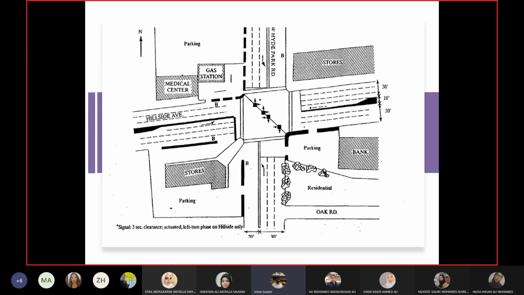Okay, so this is the condition diagram of the intersection for which I showed you the collision diagram. The same intersection is there. Now you can see the number of lanes on each side is mentioned. The width of the lane is mentioned. The width of the median is mentioned. The placement of the signals is mentioned. These are the trees here. You can see the land use on the side of the road: parking, residential, stores, gas station. And again, you can see some more information is written here.